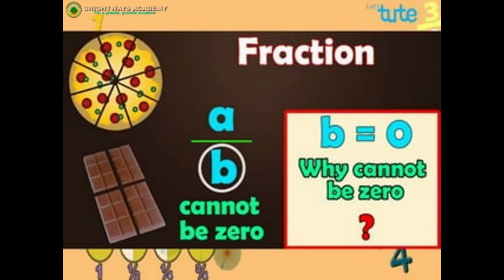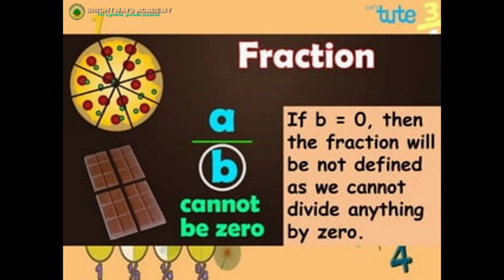Did you know that there is a rule in mathematics? When the denominator of a fraction is equal to 0, it is not considered a fraction, because if the denominator is equal to 0, then the fraction is not defined. We cannot divide anything by 0.